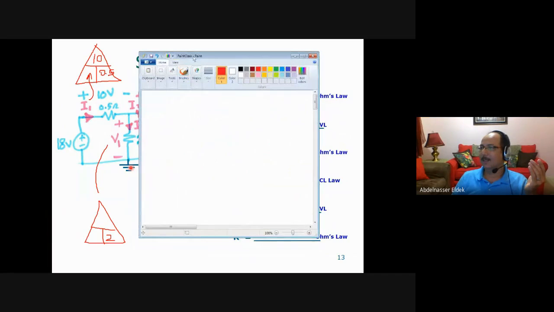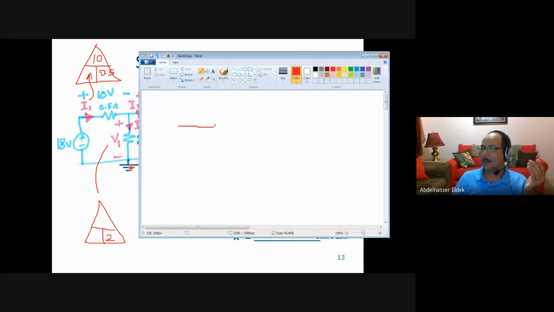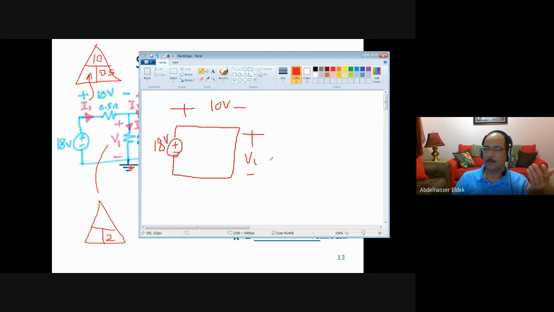So let's see here. Then you have this 0.5. It looks like this. This is a loop. It has a source here, right? Positive, negative, and this 18 volt. Okay, you have the voltage here is known. The voltage is 10 volt, right? And the voltage here is V1. So it is very clear that the 18 volt will be divided between these two elements.